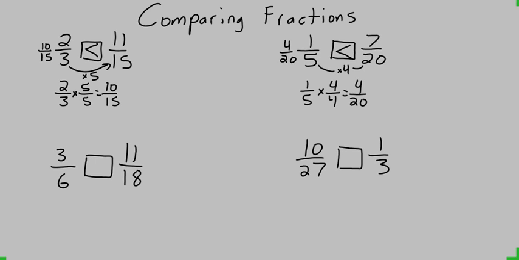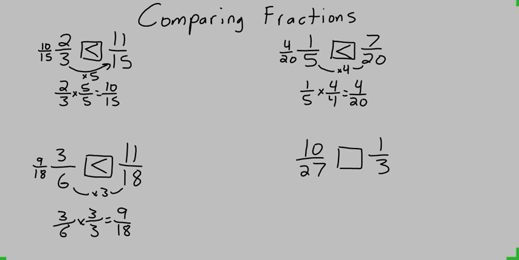3/6 and 11/18. So if I look, I have 6. 6 times 3 will give me 18. So I end up with 3/6. And I'm going to multiply that by 3 over 3. And that ends up giving me 9/18. Right over here. So 9/18 compared to 11/18. Well, 11 is greater than 9, so that one is greater.